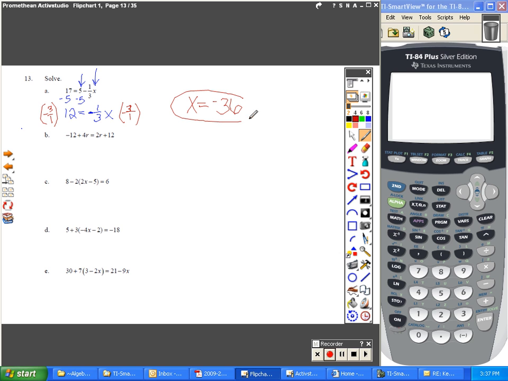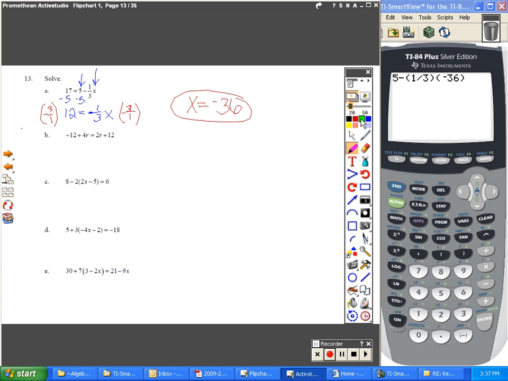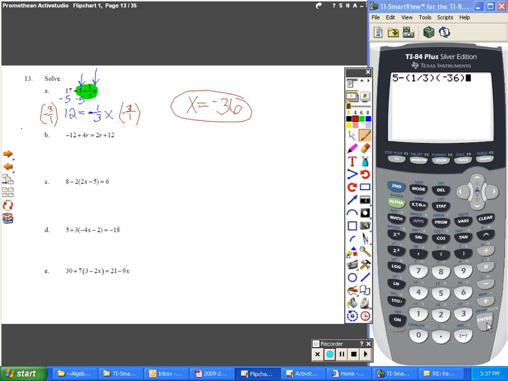If you want to check and see if you did this right, this is what I would type in the calculator. I would type in 5 subtract 1/3, and then I would type in what I think is the x value, negative 36. So really, all I've typed right now is exactly what it says right there in green. Now, when I push enter, it tells me 17, which it does, that means my answer is correct.